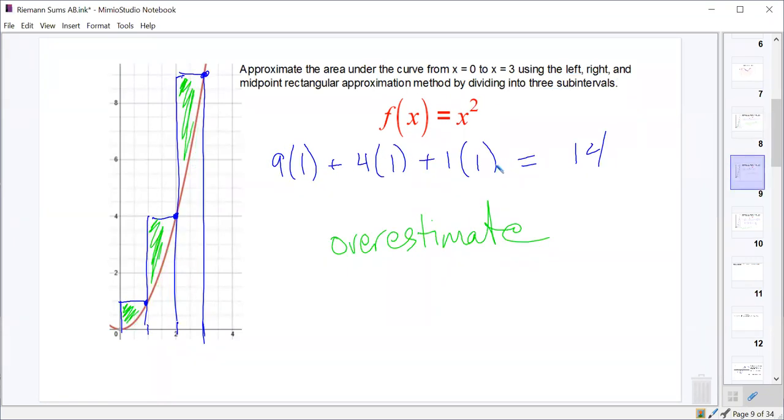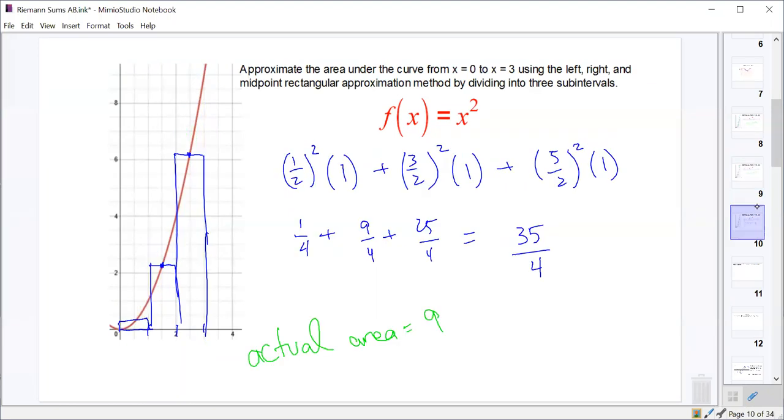We did the same thing here. They all had widths of 1 still, but this one was 3 squared, 2 squared, and 1 squared. This one, we took the midpoints of those intervals. So the midpoint of 0 to 1 is 1/2, so the height of our function at 1/2 was 1/2 squared, because it's x squared. And then 3/2 squared, and then 5/2 squared. And the 1s are still just the lengths of those subintervals. Got it. Good.